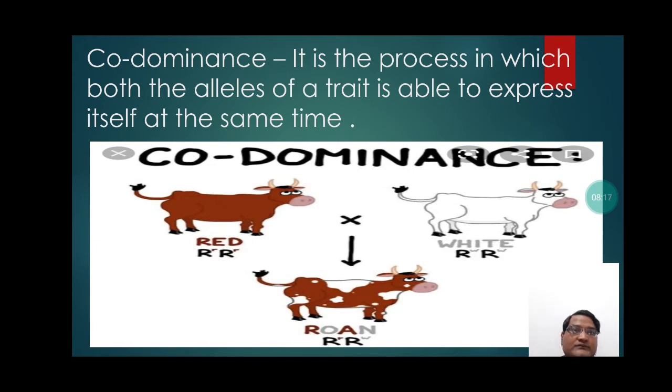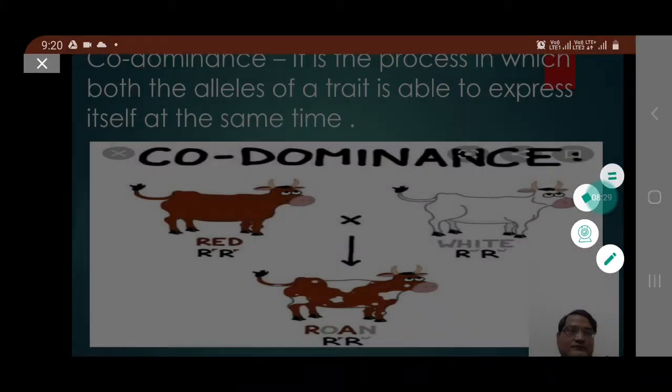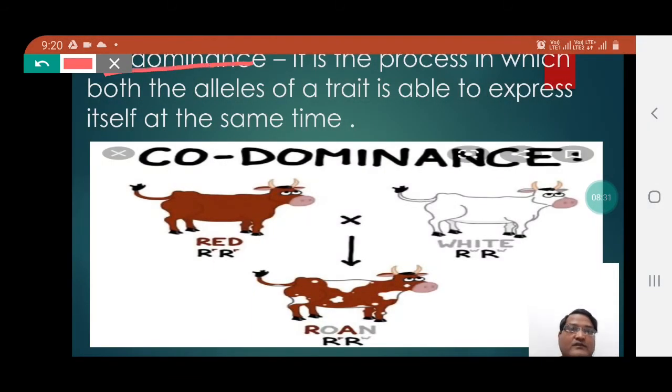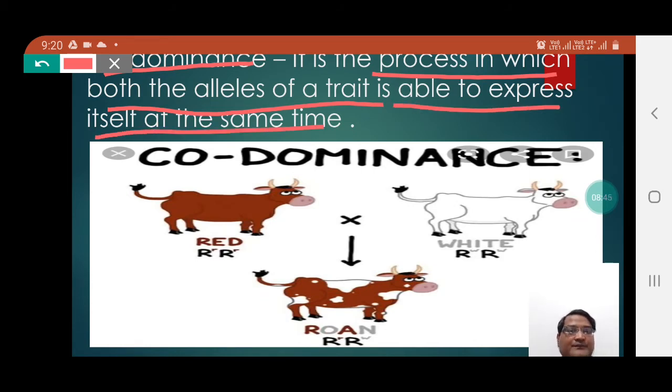Codominance. It is a process in which both the alleles of a trait are able to express themselves at the same time. So this is another process, that is codominance, which does not follow the laws of Mendel. This concept can become more clear when we concentrate on this picture.